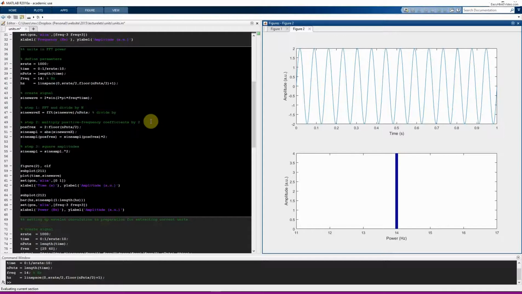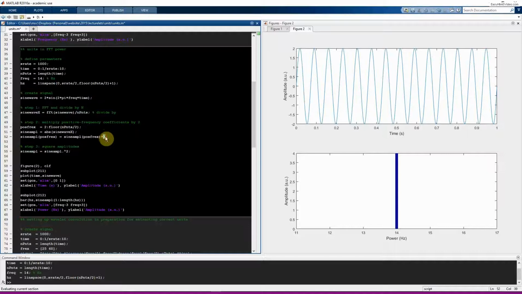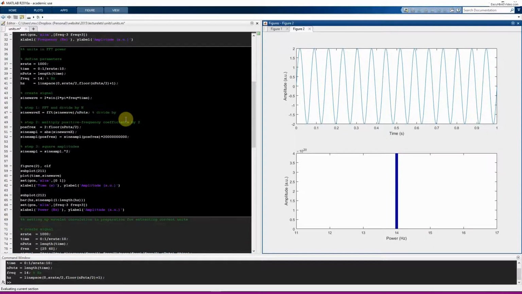Now, again, at the risk of belaboring this point a bit, whether this really matters is difficult to argue, because if you don't multiply this by 2, or even if you multiply this by some excessively large number, of course that changes the absolute value here.